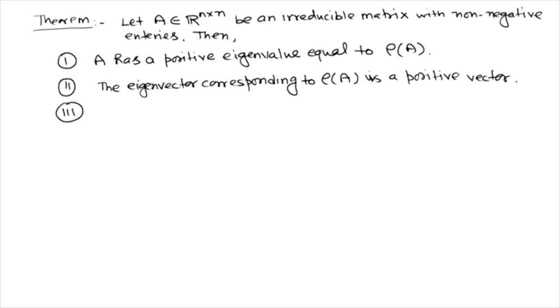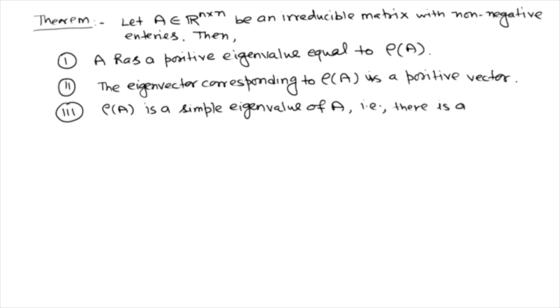The third is this particular eigenvalue rho A, which is the spectral radius also, is a simple eigenvalue. That is, in other words, I can write it, there is a single Jordan block of order 1 for this particular eigenvalue, or the index of this eigenvalue is 1.